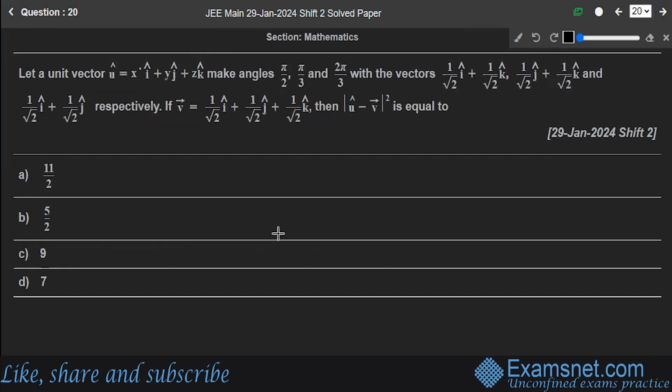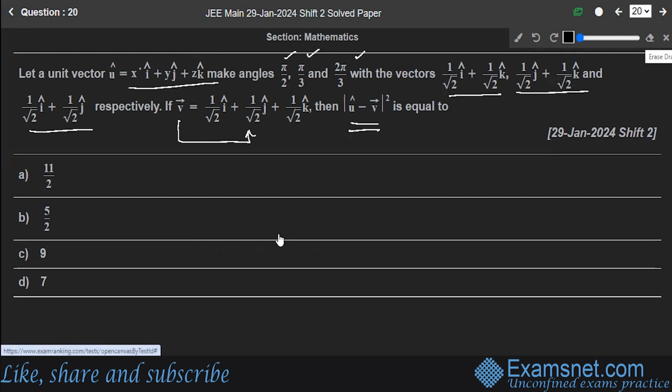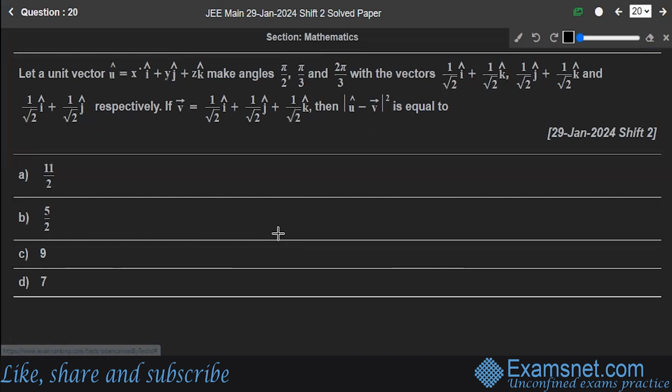Hope you're clear with this. Next is question number 20. Let the unit vector u be equal to this. It makes angles pi by 2, pi by 3, 2 pi by 3 with these vectors respectively. If v is given by this, then what is the value of u minus v? Okay. Let's go with this. So you are having x equal to this, which makes an angle this with these vectors.